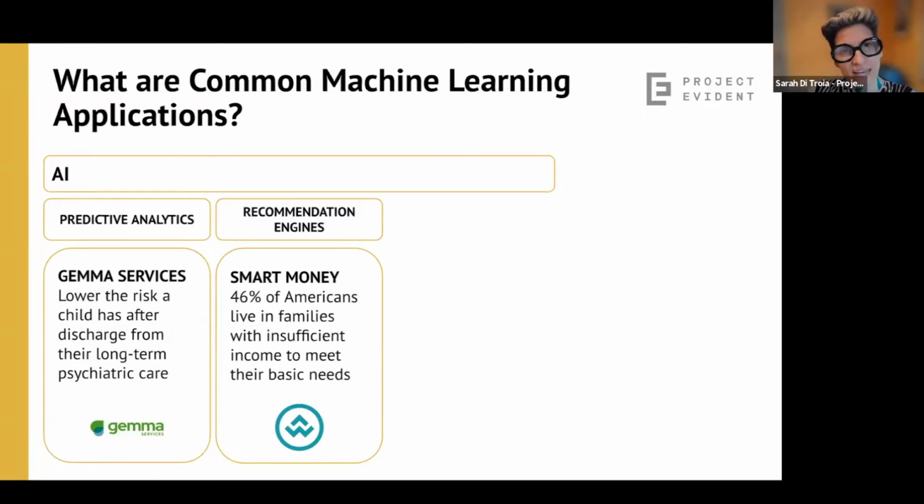An organization that is using recommendation engines is a group called Smart Money. The challenge that they're working on is that about 46% of Americans live in families with insufficient income to meet their basic needs. So they're interested in doing two things. They want to connect people to basic goods and services, and so get them aligned with government programs and other programs that can support the family's economic well-being.